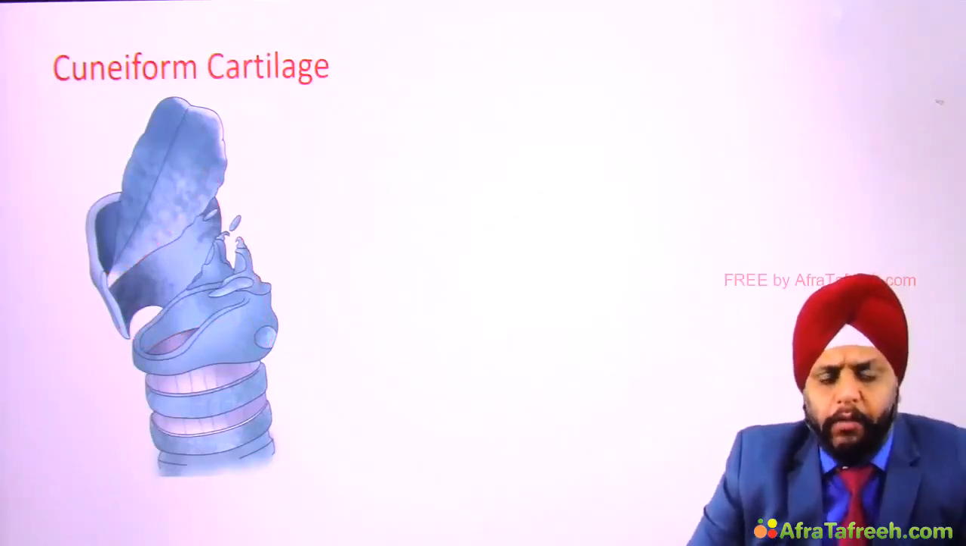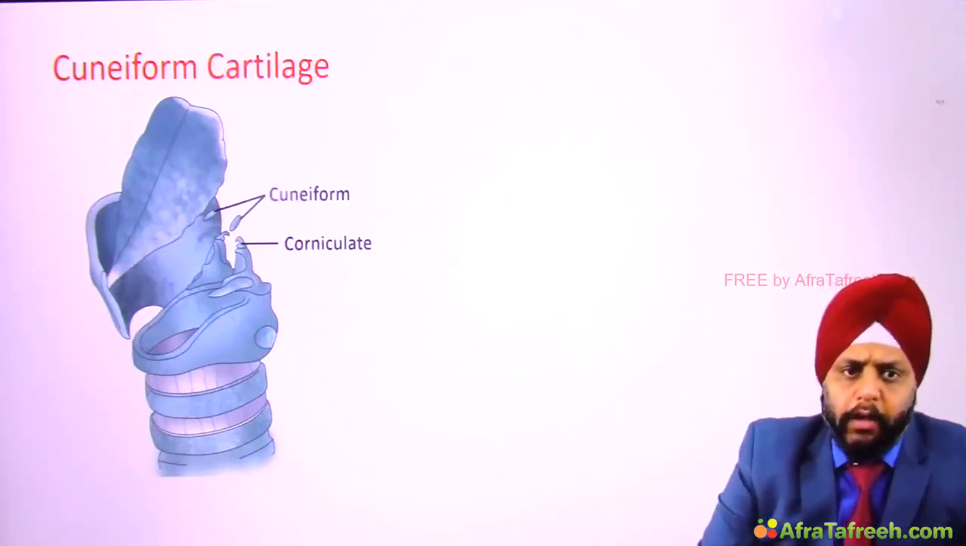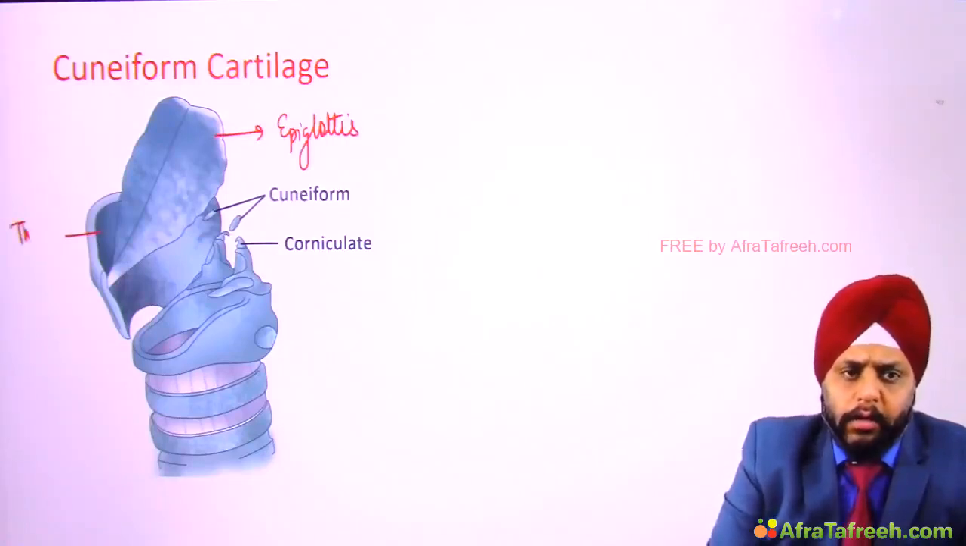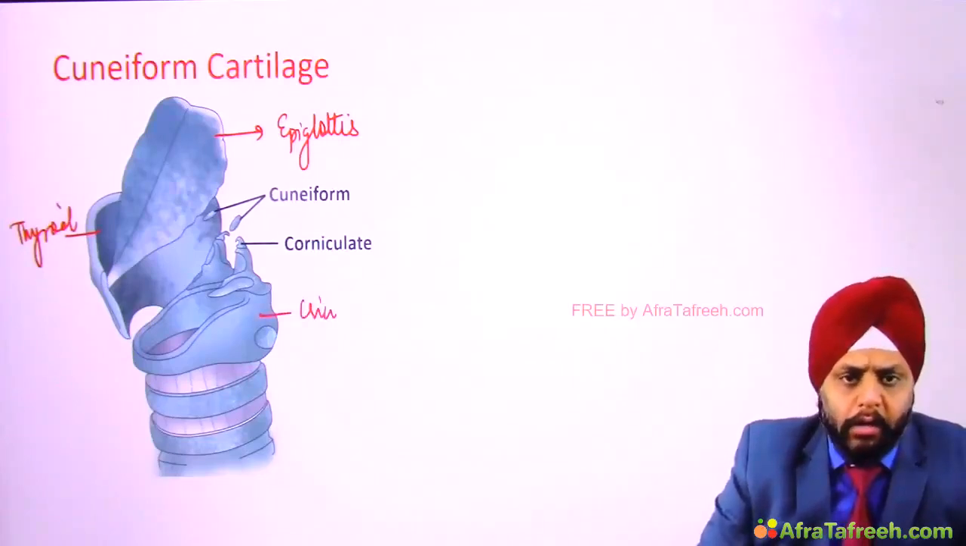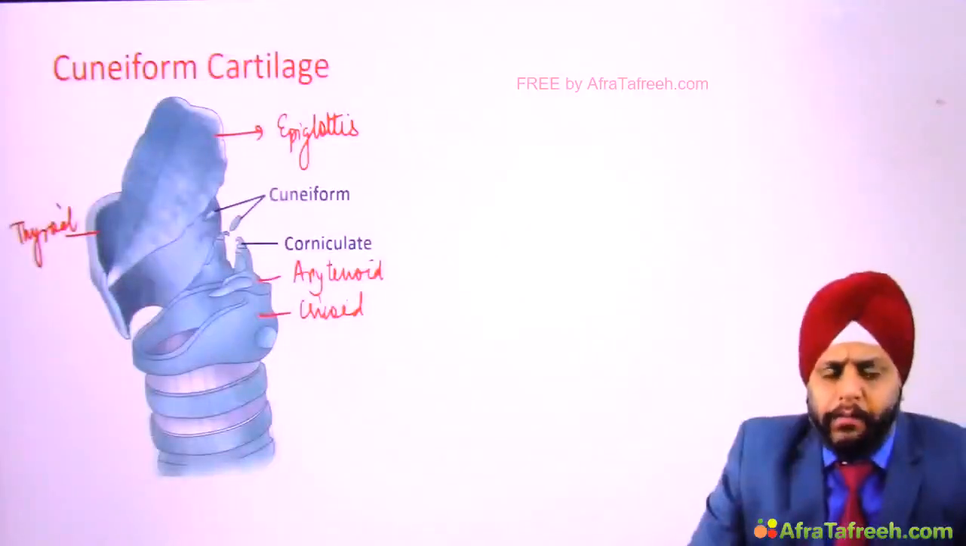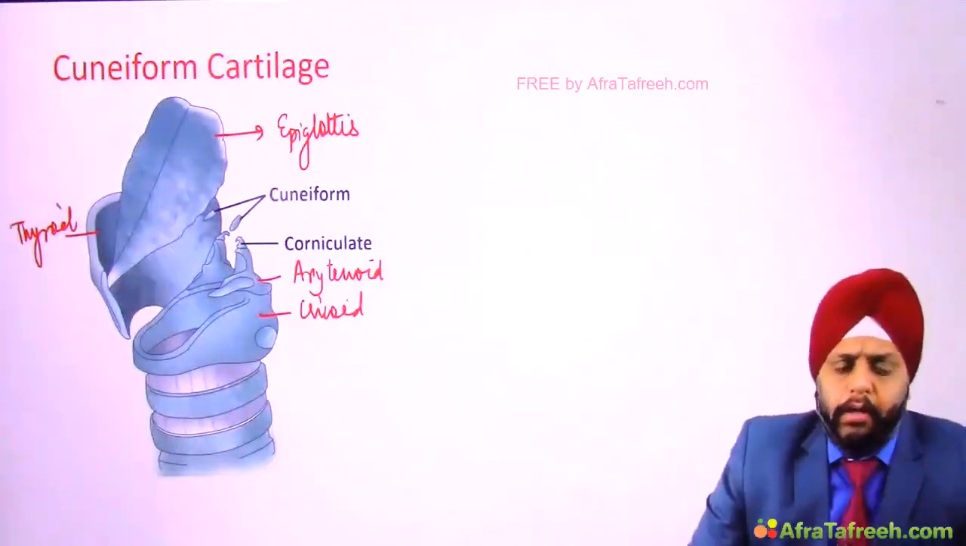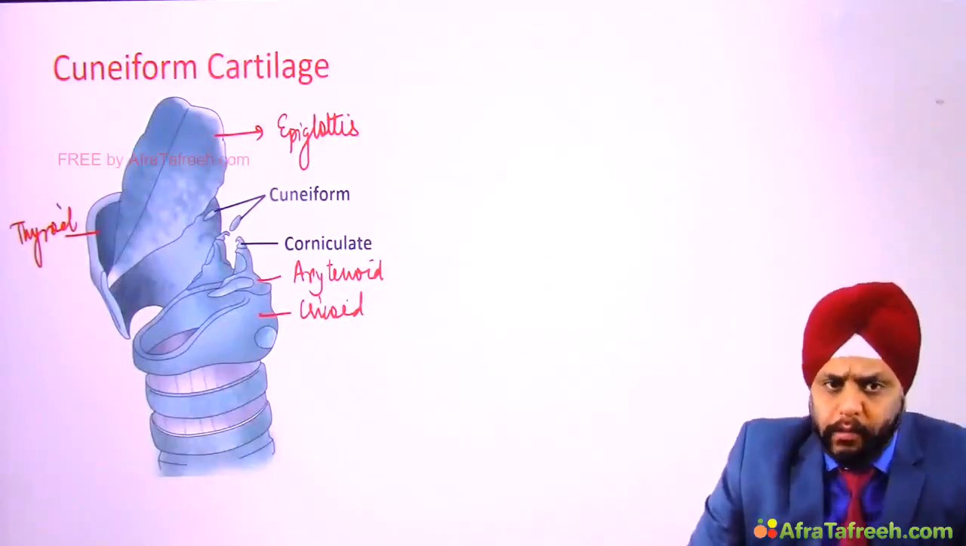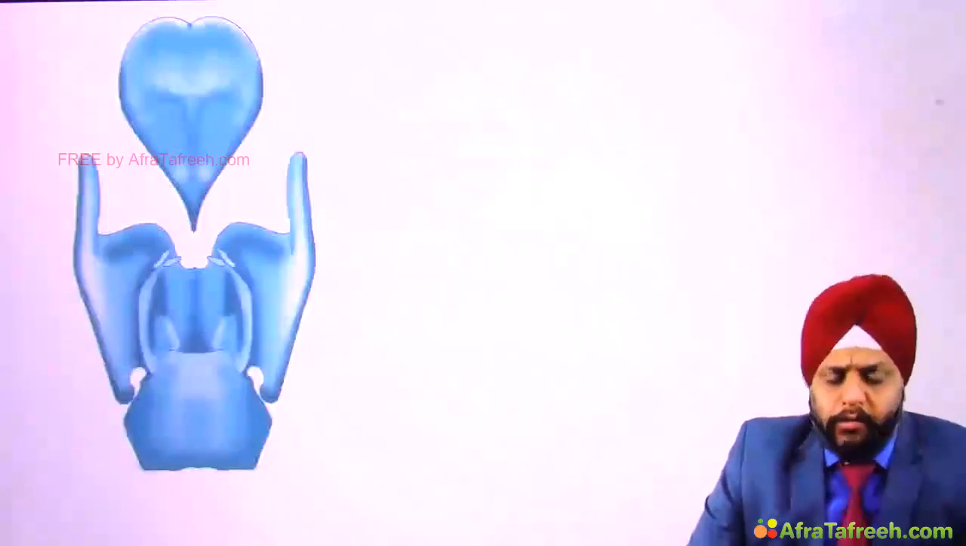So what all are we able to see? We are able to see the corniculate cartilage, the cuneiform cartilage, and other than that, we can also see the epiglottis, the thyroid cartilage, the cricoid cartilage, and these are the arytenoid cartilages. So all the 9 cartilages, 3 unpaired and 6 paired, we can see all of them in this diagram.